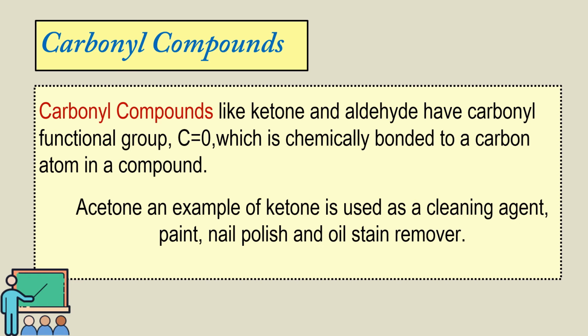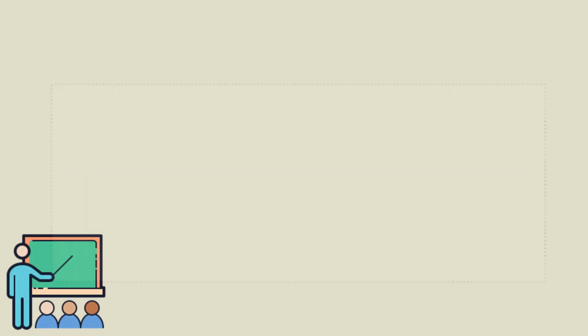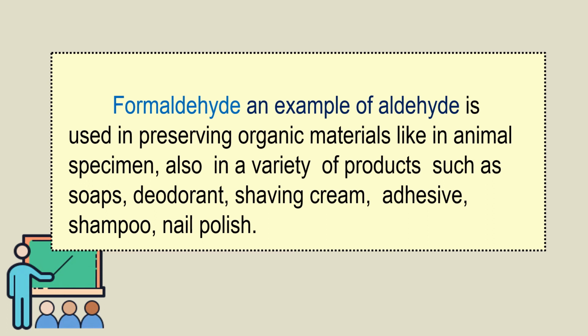Acetone is an example of ketone, which is used as cleaning agent, paint, nail polish, and oil stain remover. Formaldehyde, an example of aldehyde, is used in preserving organic materials like in animal specimen, also in a variety of products such as soaps, deodorant, shaving cream, adhesive, shampoo, and nail polish.